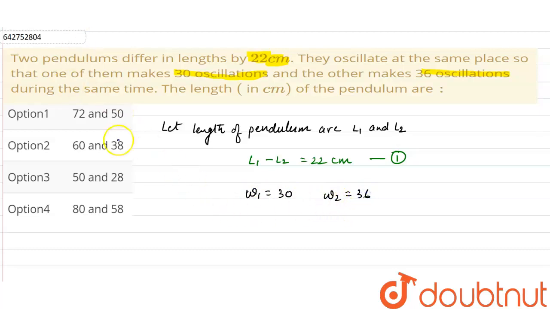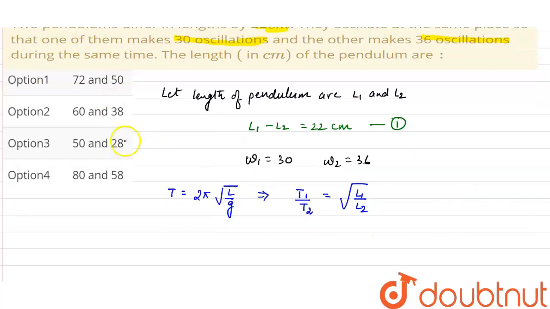Now as we know that the time period for the pendulum is given as 2 pi under root of L by g. So from here what we can say that the time period for the pendulum 1 divided by time period for the pendulum 2 will come out as under root of L1 divided by L2. Now we also know that the time period is given as 2 pi by omega. Correct? So from here the time period for the first pendulum divided by time period for the second pendulum will come out as angular frequency for the second divided by angular frequency for the first.